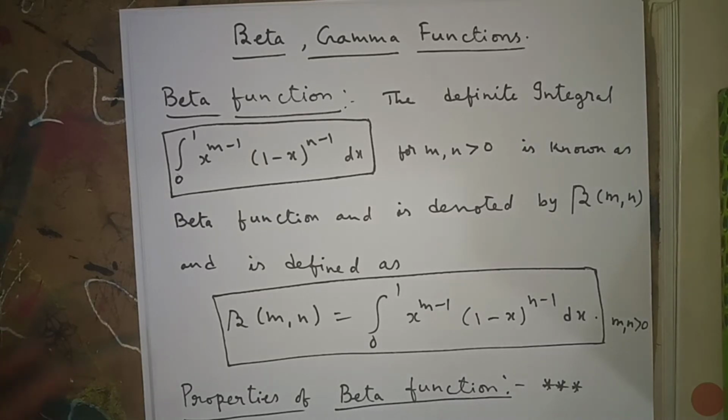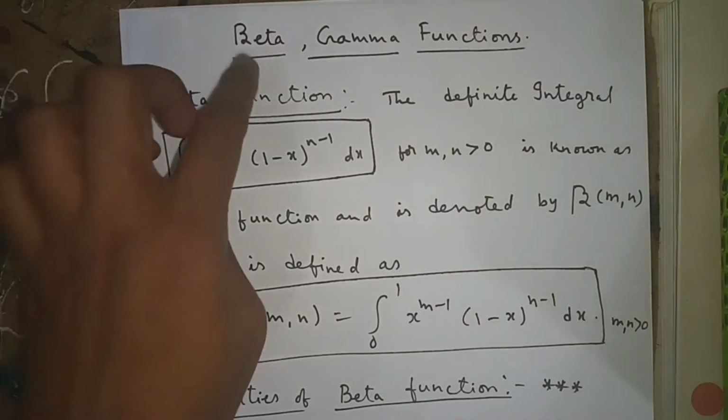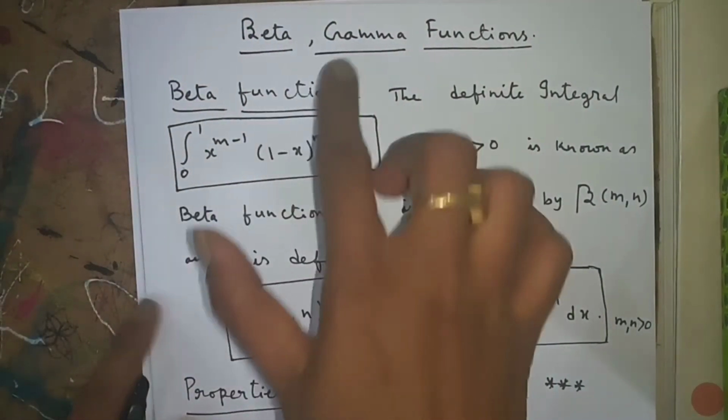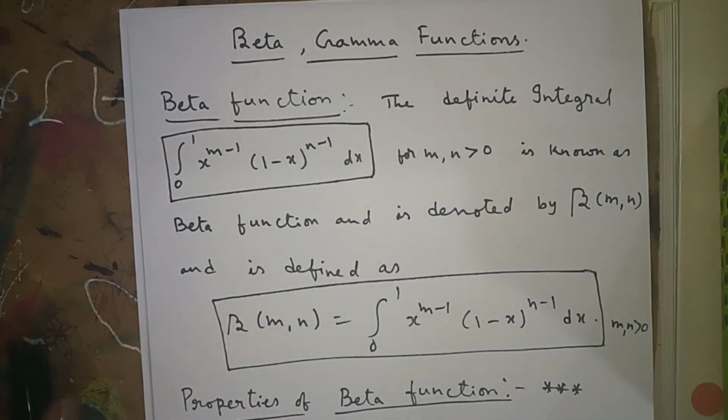Now, first is the definition of the beta function. These two, the beta function and gamma function, are the special functions. What is a beta function? It is a definite integral.